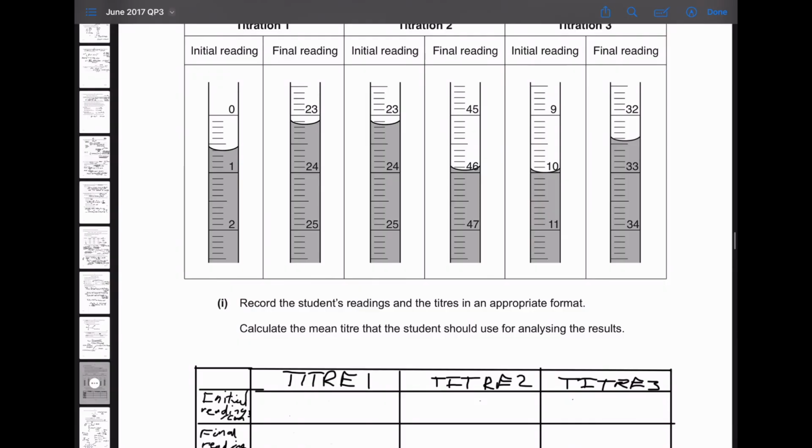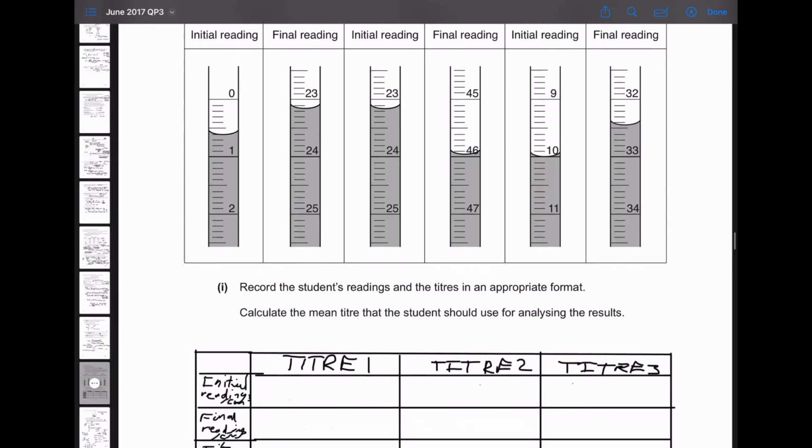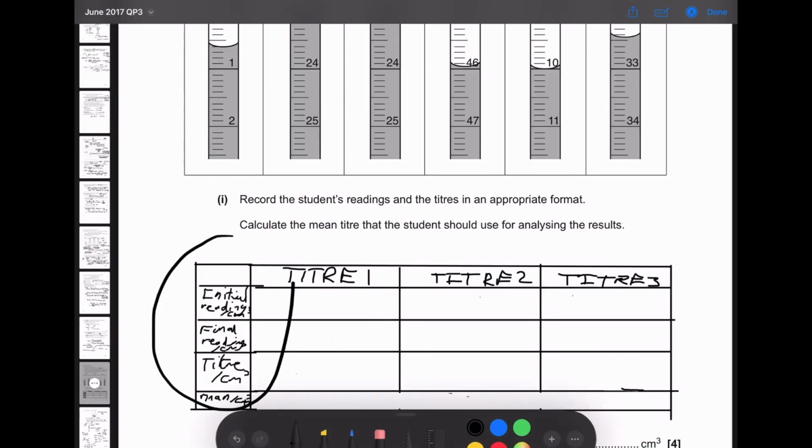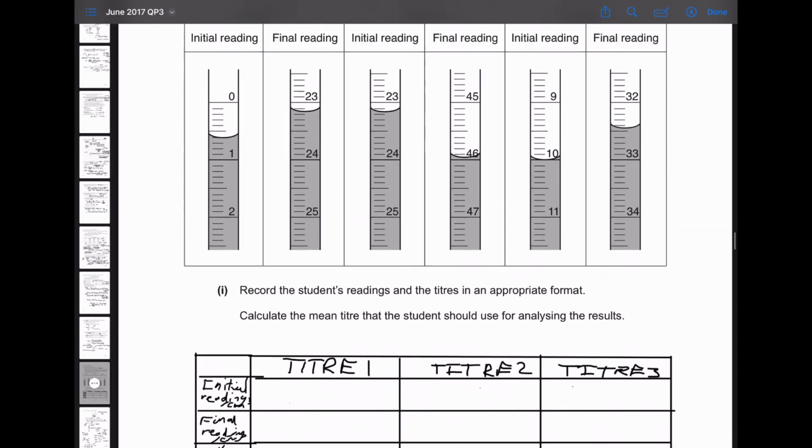It gives us our diagrams: record the student's readings and the titers in an appropriate format. Hopefully you can see that's a table. Calculate the mean titer that the student should use for analysing the result. So I drew the table already just to save us some time, and you'll see here on the side it's got initial reading in centimeters cubed, final reading in centimeters cubed, titer in centimeters cubed, and mean titer in centimeters cubed.